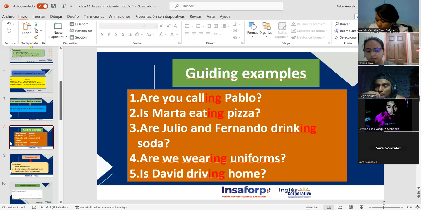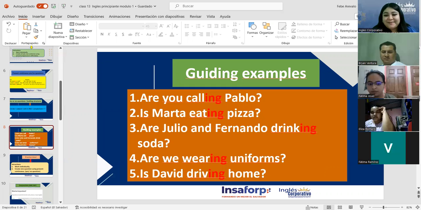Pregunto. What's the difference of using the verb to be at the beginning or after the subject, the verb to be? ¿Cuál es la diferencia entre utilizar el verb to be al principio o después del sujeto? Está bien fácil, all right? Lo acaban de ver. Teacher. Yes. Utilizar verbo to be al principio es que se refiere a pregunta. Indeed, that's correct. Thank you. Fatima Ramirez, that's correct. Cuando usted utiliza el verb to be al principio, es pregunta la que usted está haciendo, all right? No es afirmación, es pregunta, all right?